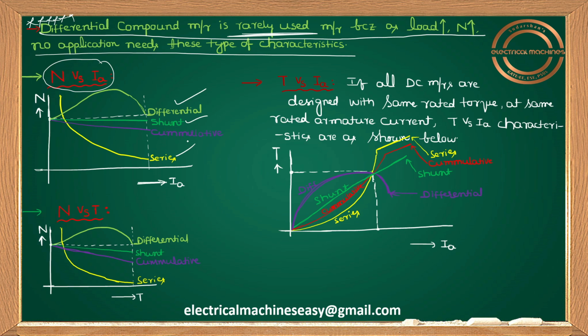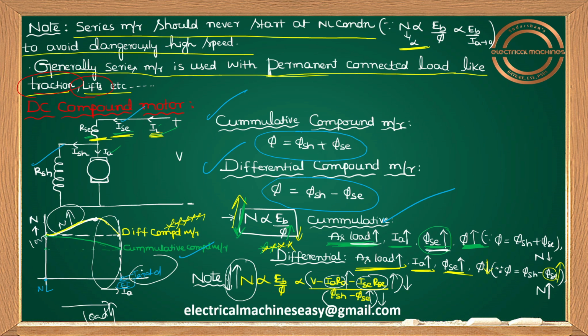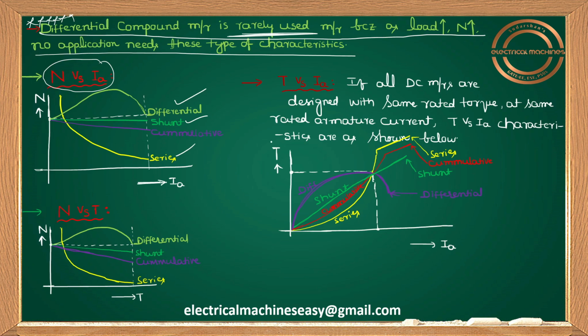And what about the cumulative? Just now I told you in the previous slide. As Ia value increases, N value is reducing for the cumulative compound motor, just like the shunt motor. Yes, let me show that here. If it is not visible, I'll write with white color. So, cumulative compound motor, okay, right.